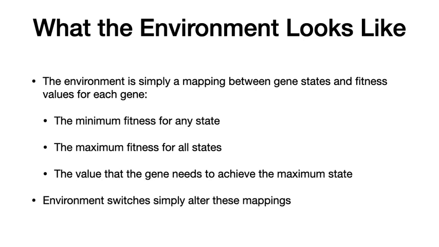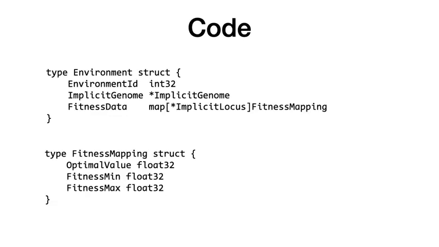So the environment switches, they simply alter what these mappings are. And so here's the code for the environment. We have an environment ID for tracking purposes. We have a pointer to the implicit genome this is referencing, and then we just have a map of each locus to its fitness data, and the fitness data just has an optimal value, the minimum fitness, and the maximum fitness.